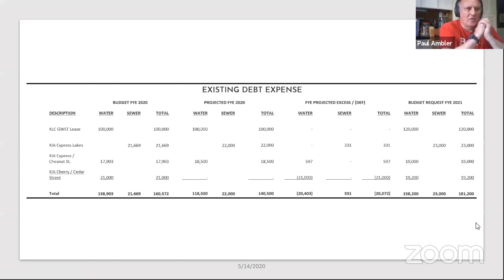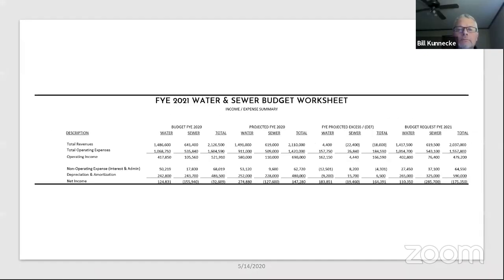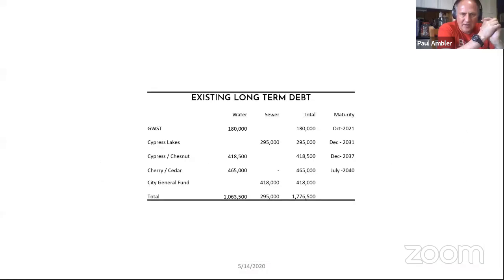Question on the slide, then, two before that one, the income and expense summary. On the depreciation and amortization, what fraction of that is actually money paid out? Is that just going to be the 181,200?